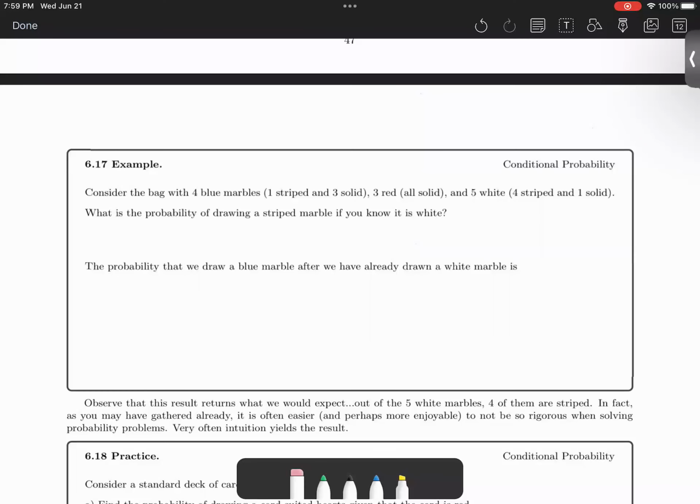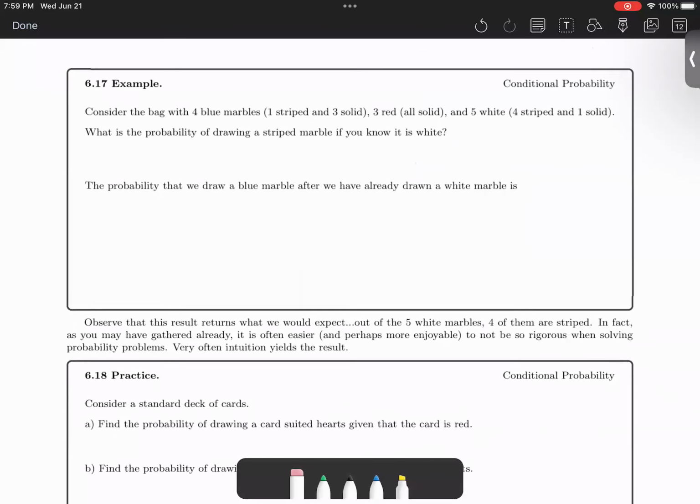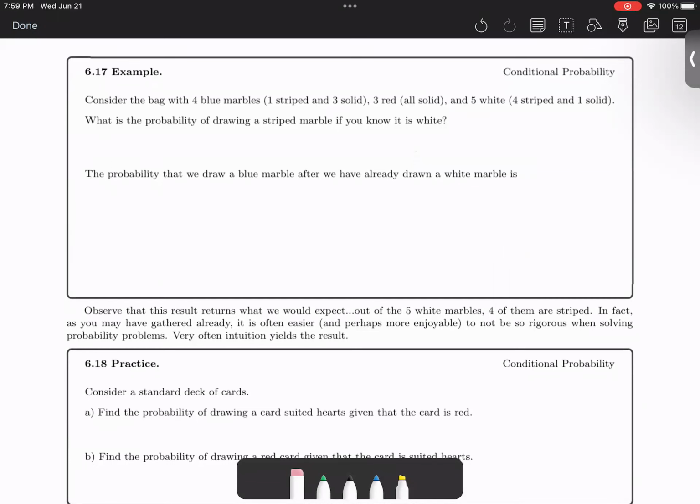Let's work on a few conditional probability questions. Let's say that we have a bag with four blue marbles, one of which is striped, three are solid, three red marbles that are all solid, and then five white marbles, four striped, one solid. So we're going to be asking probability questions.